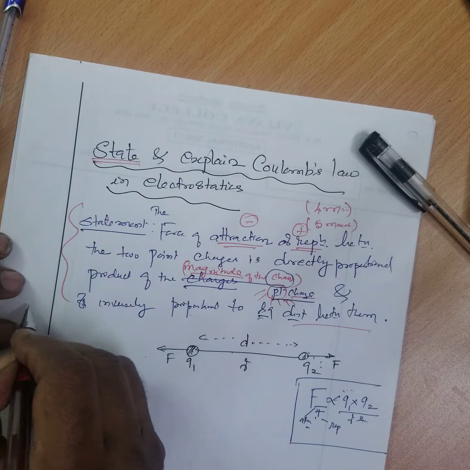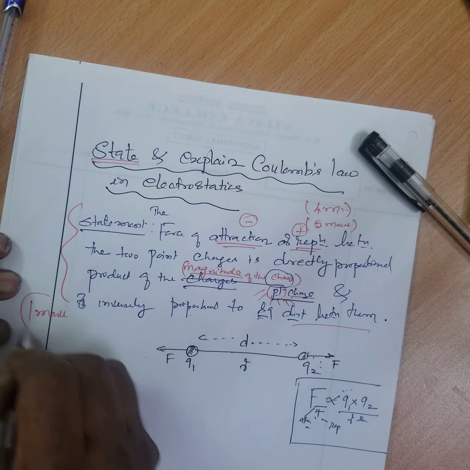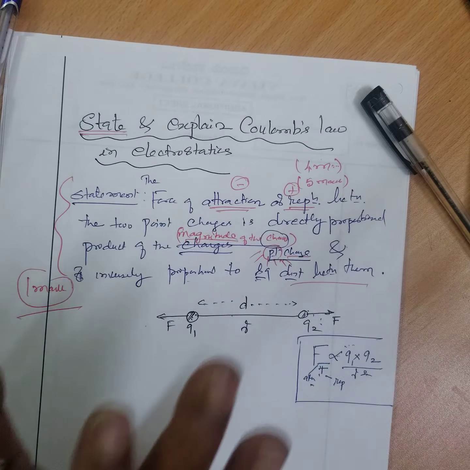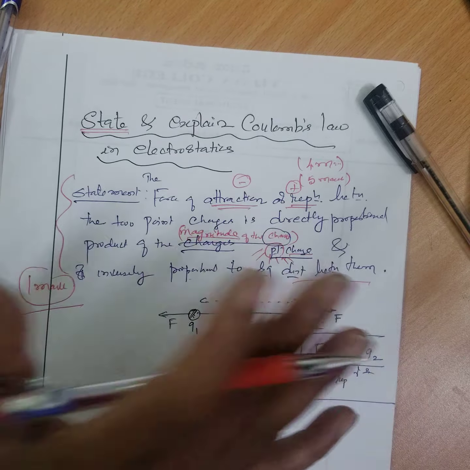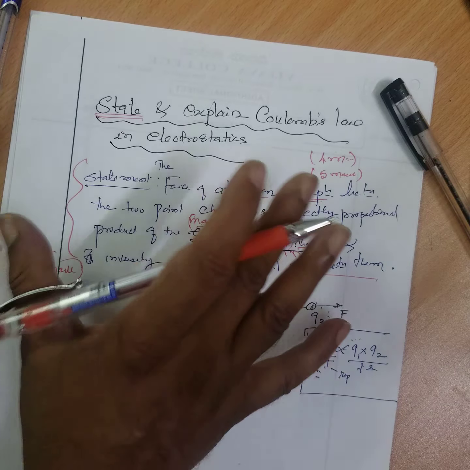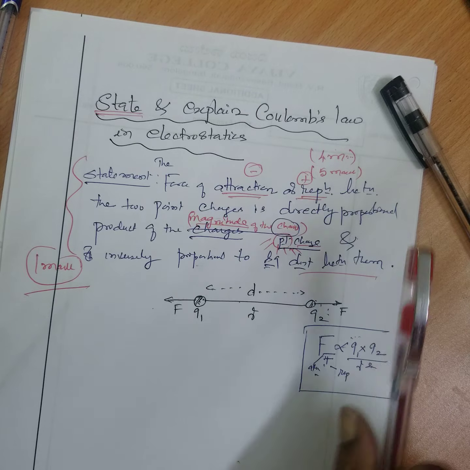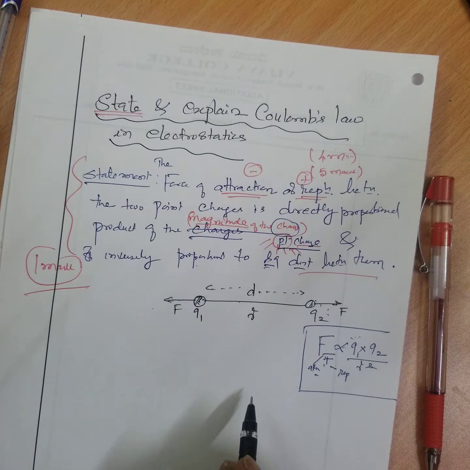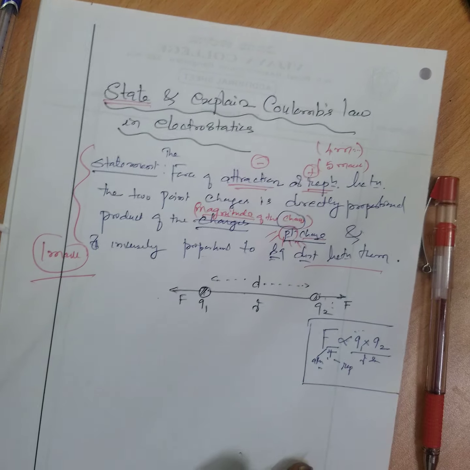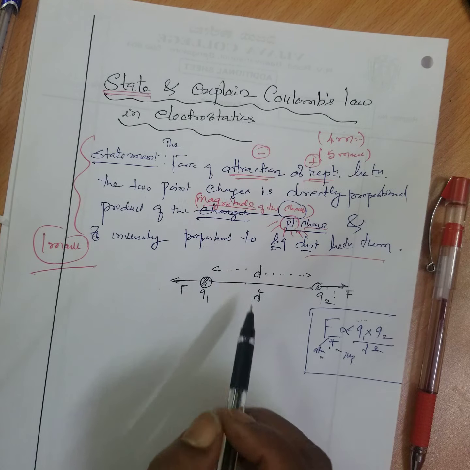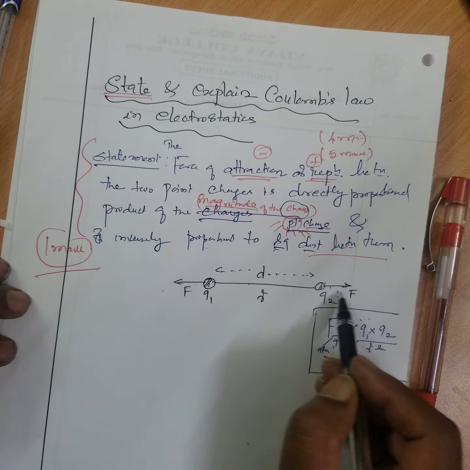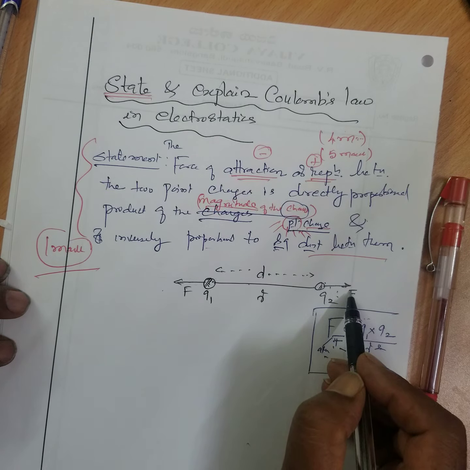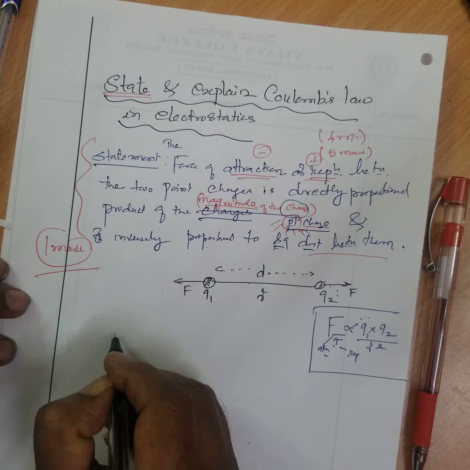For the statement, they'll give 1 mark. In every college and every school, all the students will state it correctly because it is the beginning of the portions. The first 2 chapters they will study very well. For the statement you'll get 1 mark. Then you have to write the diagram. What about the direction of the force?